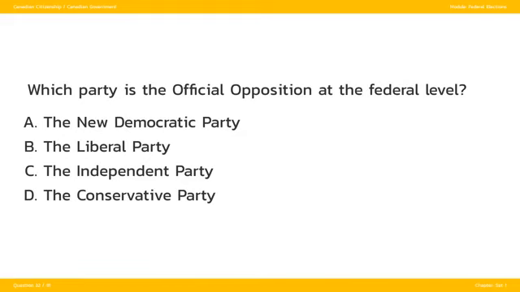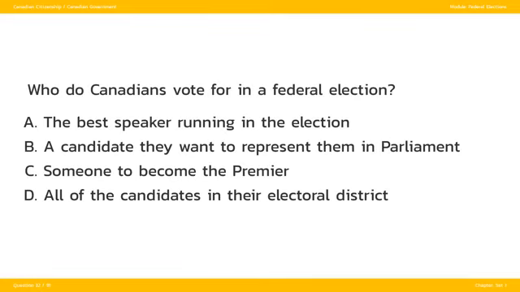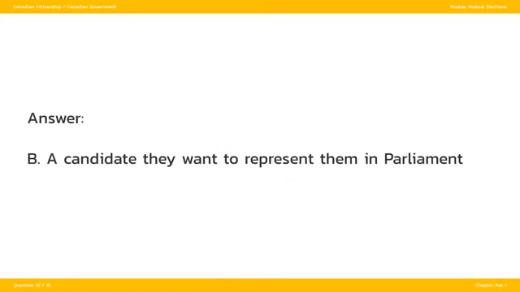Which party is the official opposition at the federal level? A. The New Democratic Party. B. The Liberal Party. C. The Independent Party. D. The Conservative Party. The answer is D. The Conservative Party. Who do Canadians vote for in a federal election? A. The best speaker running in the election. B. A candidate they want to represent them in Parliament. C. Someone to become the Premier. D. All of the candidates in their electoral district. The answer is B. A candidate they want to represent them in Parliament.